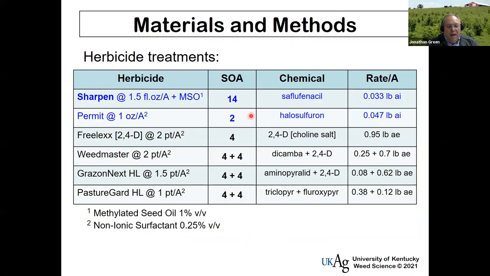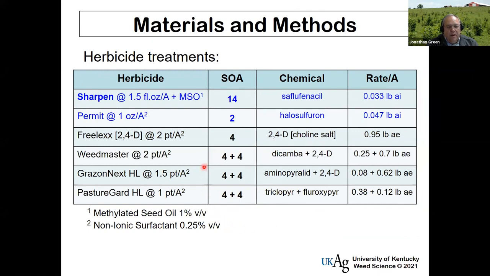These two herbicides are non-growth regulators, or non-synthetic auxin herbicides, different type chemistries. Compared to using 2,4-D by itself or with Weed Master, GrazonNext, as well as Pasture Guard. And I used Pasture Guard instead of Crossbow because I wanted a non-2,4-D herbicide in that mix. So these were my treatments, which we looked at.